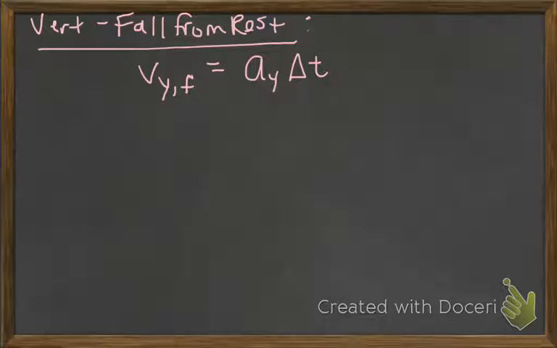The A sub Y. It's going to be acceleration in the Y direction, which is typically gravity. Typically your gravity. So 9.81. What does the very top say? That's vertical motion, and it's talking about when you fall from rest. So the falling from rest is the key to this first set of equations that we're going to do.